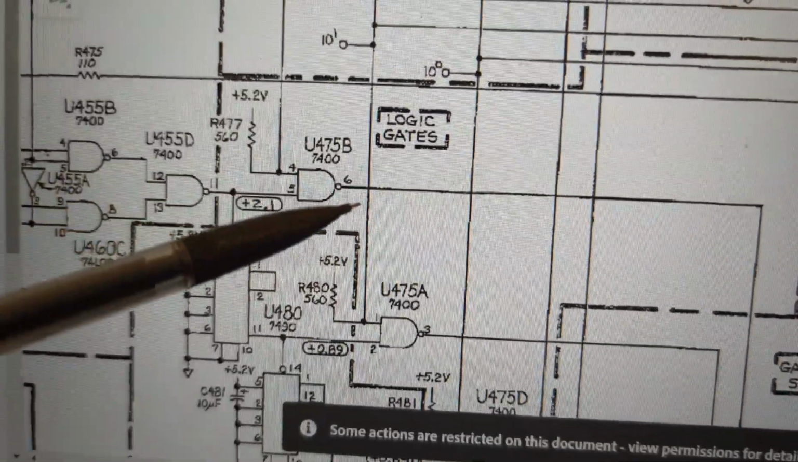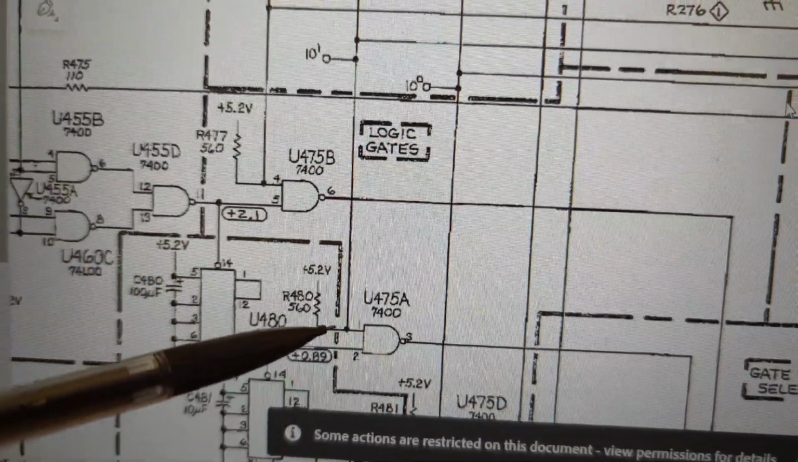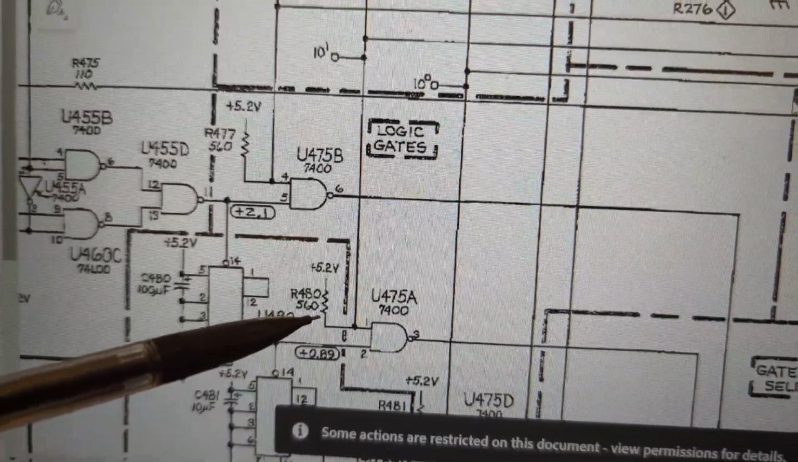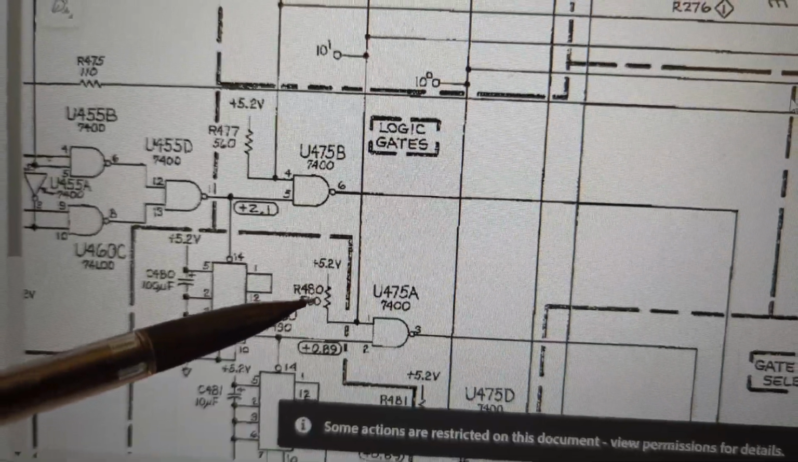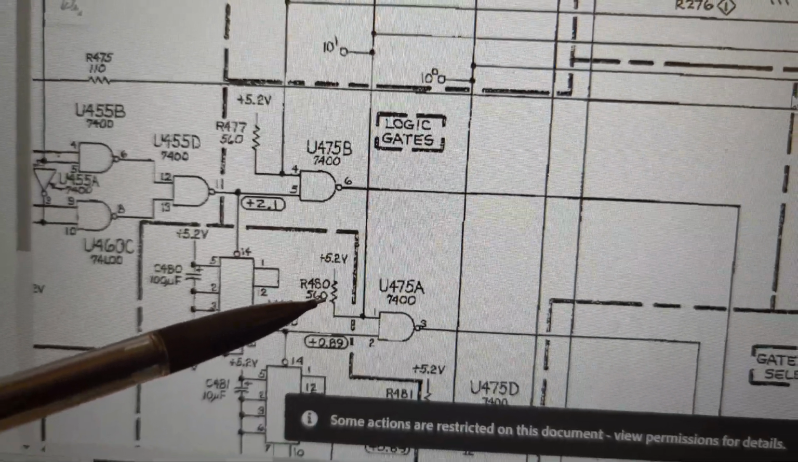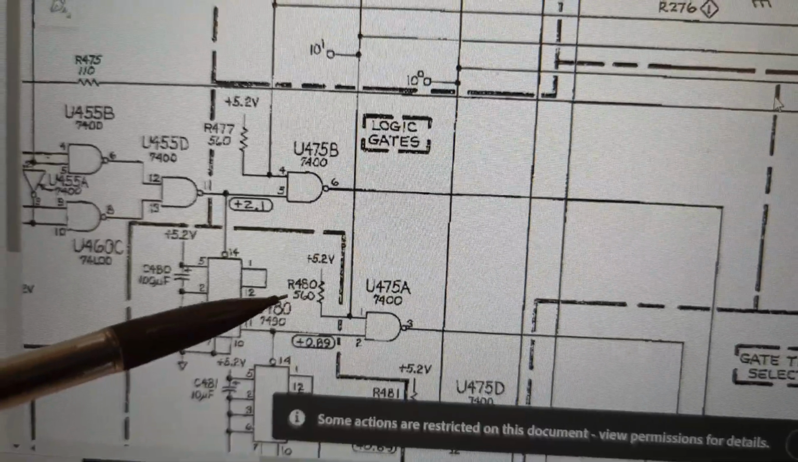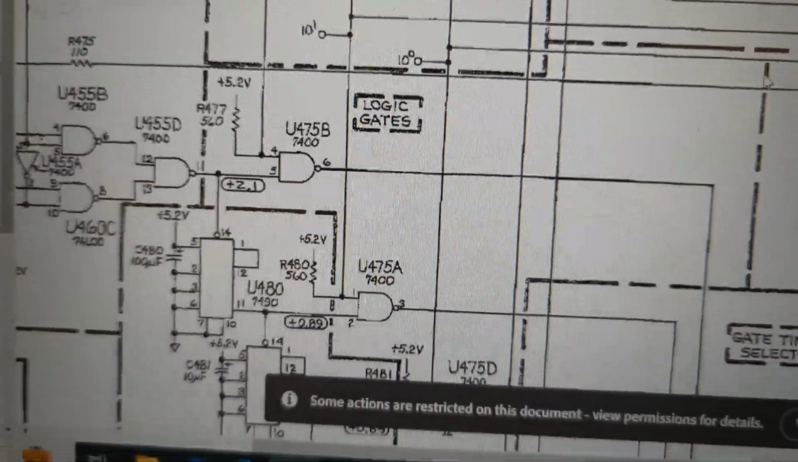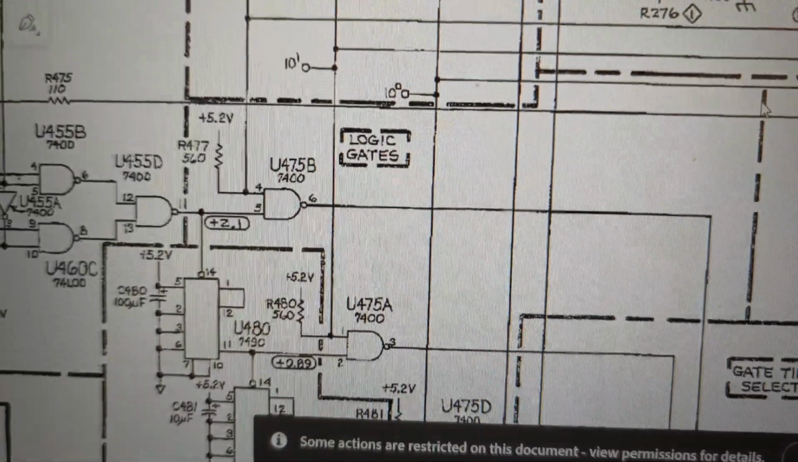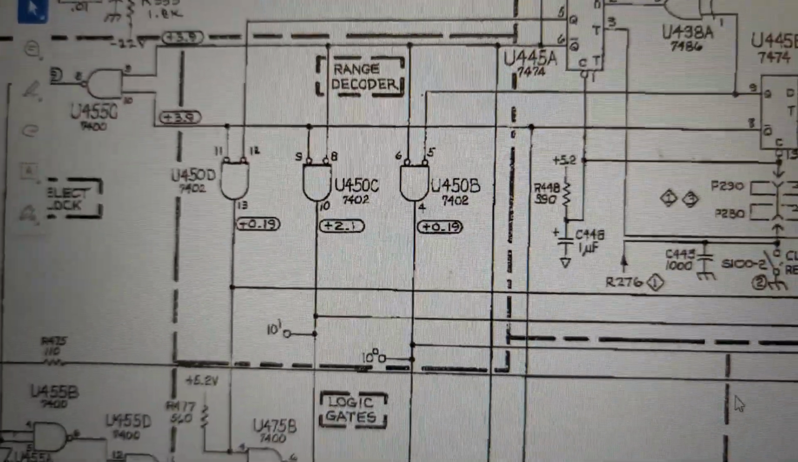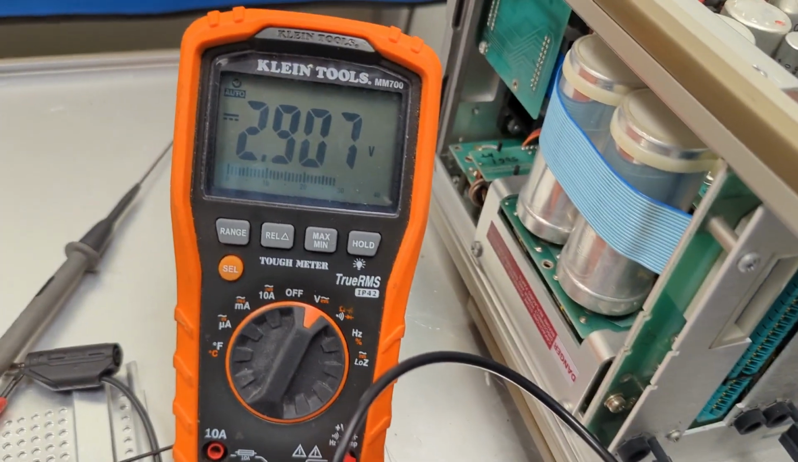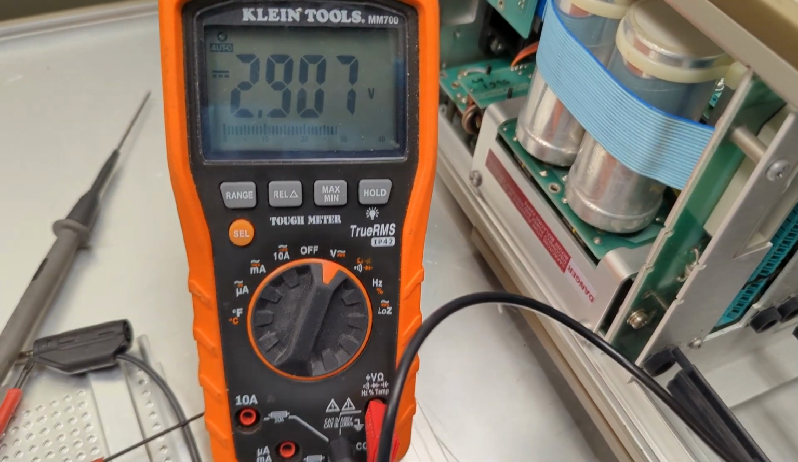It comes down here, connects to U475A, and also from the 5.2 volt supply. It gets brought down by this resistor, R480, which I measured. It is roughly 560 ohms. And yeah, so I decided to take a closer look at this NOR gate. When I removed it from the circuit, it did bring the voltage up. Not 2.1, but 2.9 volts.